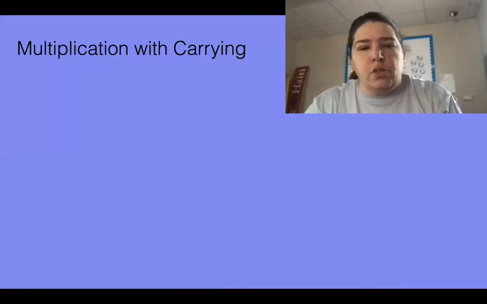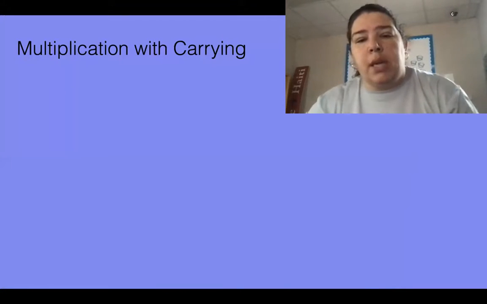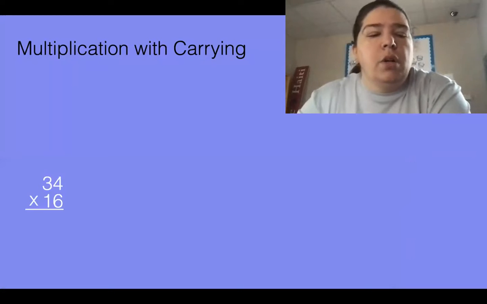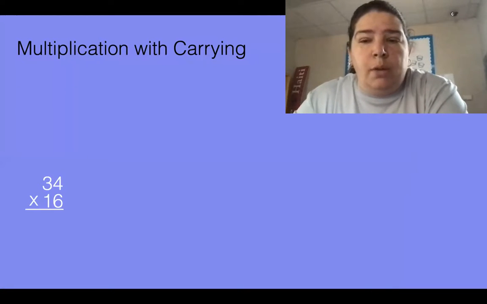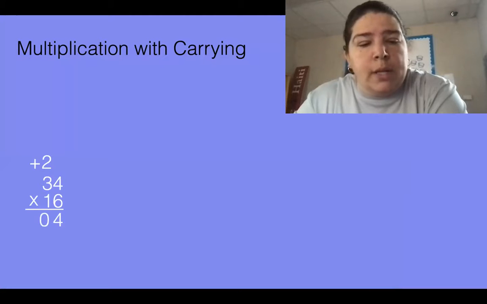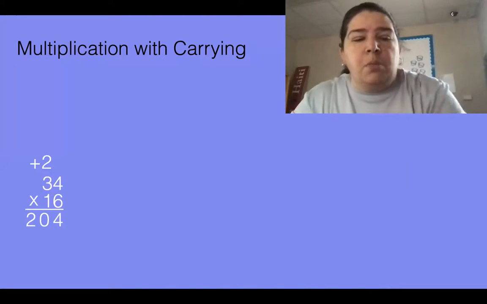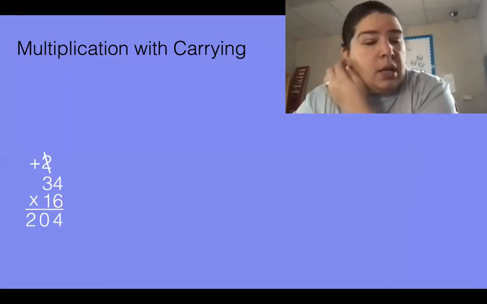Next, we're going to do some more carrying with multiplication. We're going to do 34 times 16. 4 times 6 equals 24. Put down the 4, carry the 2. 3 times 6 equals 18, plus 2 equals 20. You cross out the plus 2 because we don't need it anymore. We're going to use a different number if we need it on top.